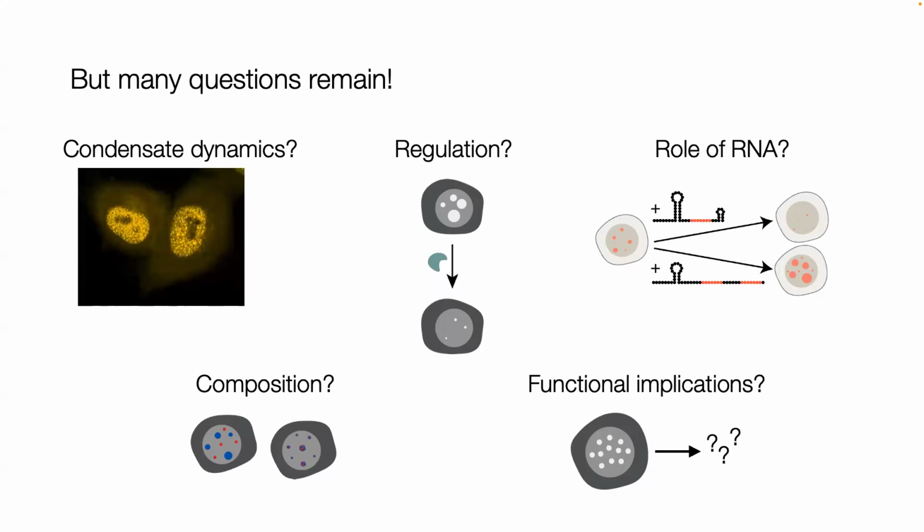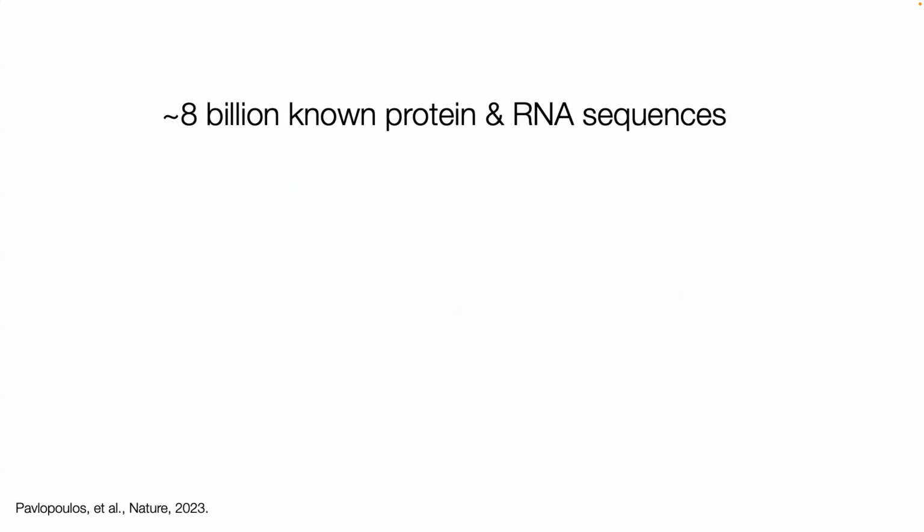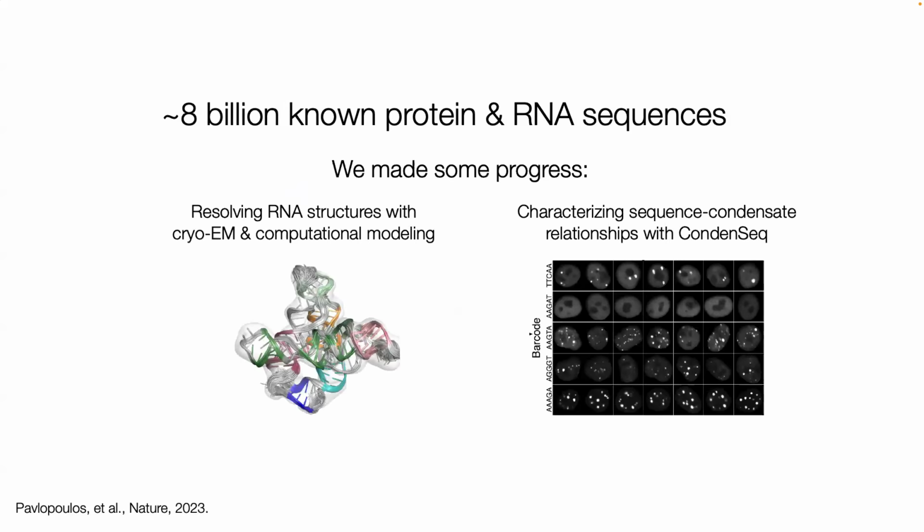Okay, so that leads me to just give a short outline of what we're thinking about in my own lab. So returning to this number that I threw out at the beginning of the talk, that there's about 8 billion known protein and RNA sequences. And I suggested that we might want to try to understand what all of those sequences do and how they do it. And I think we made a little bit of progress towards getting there.